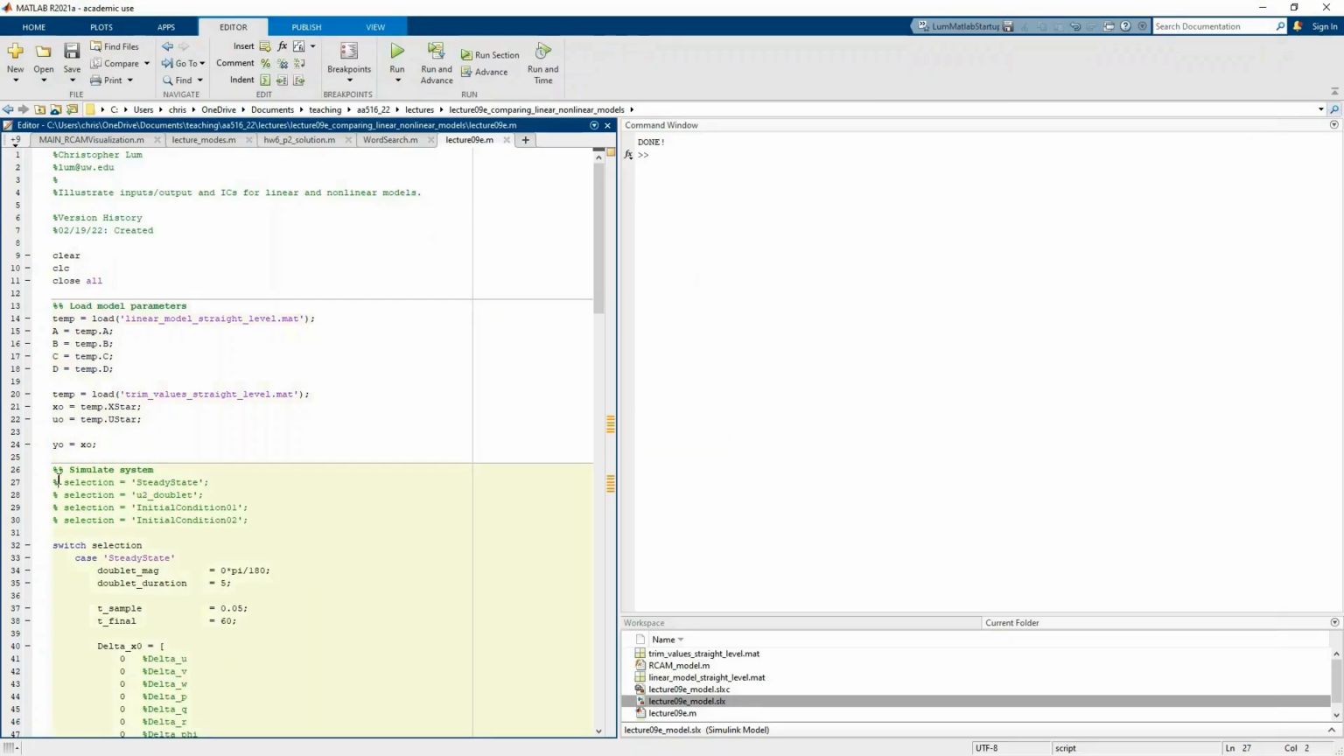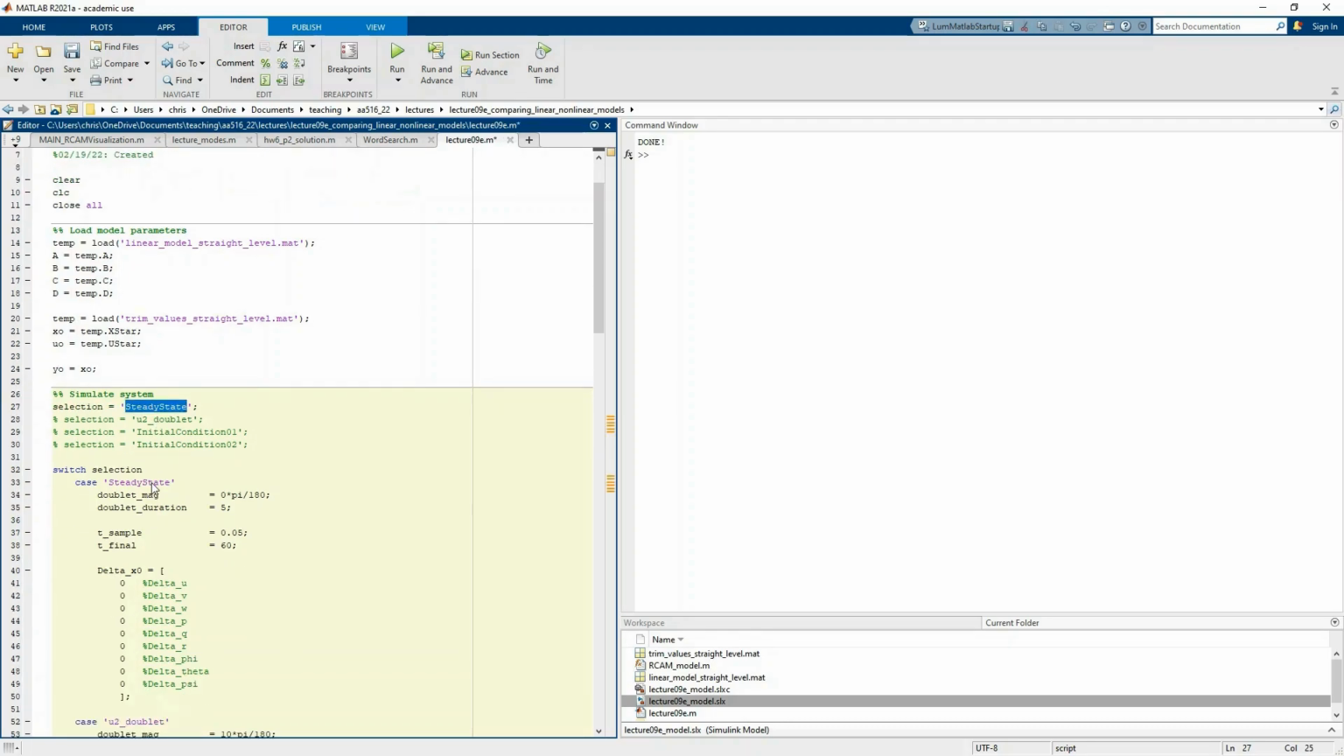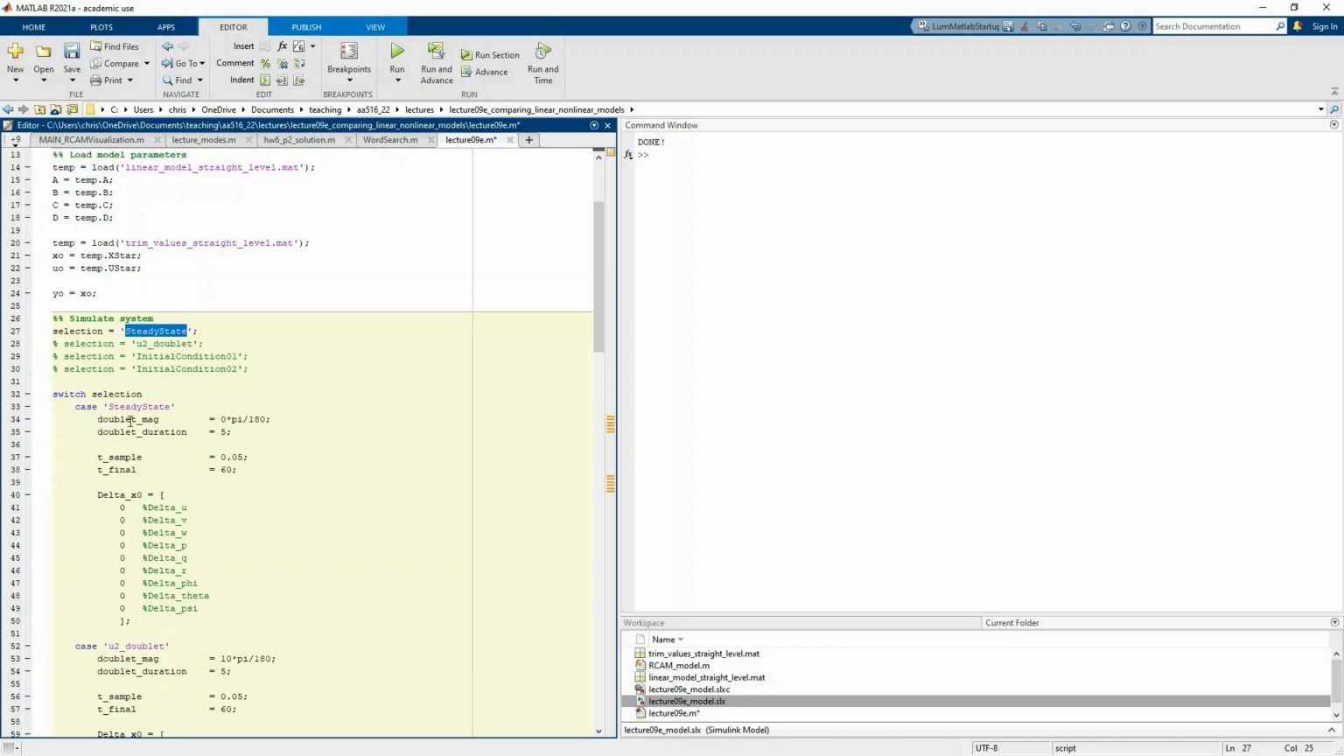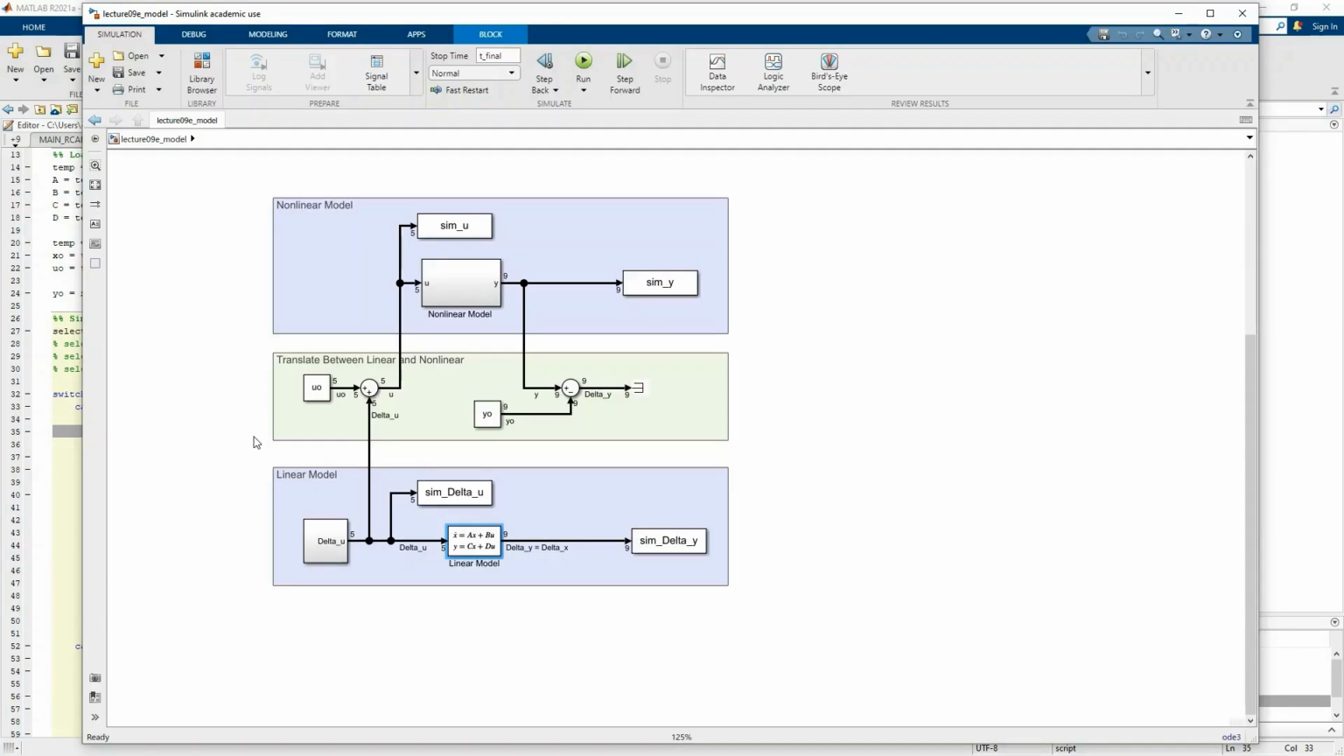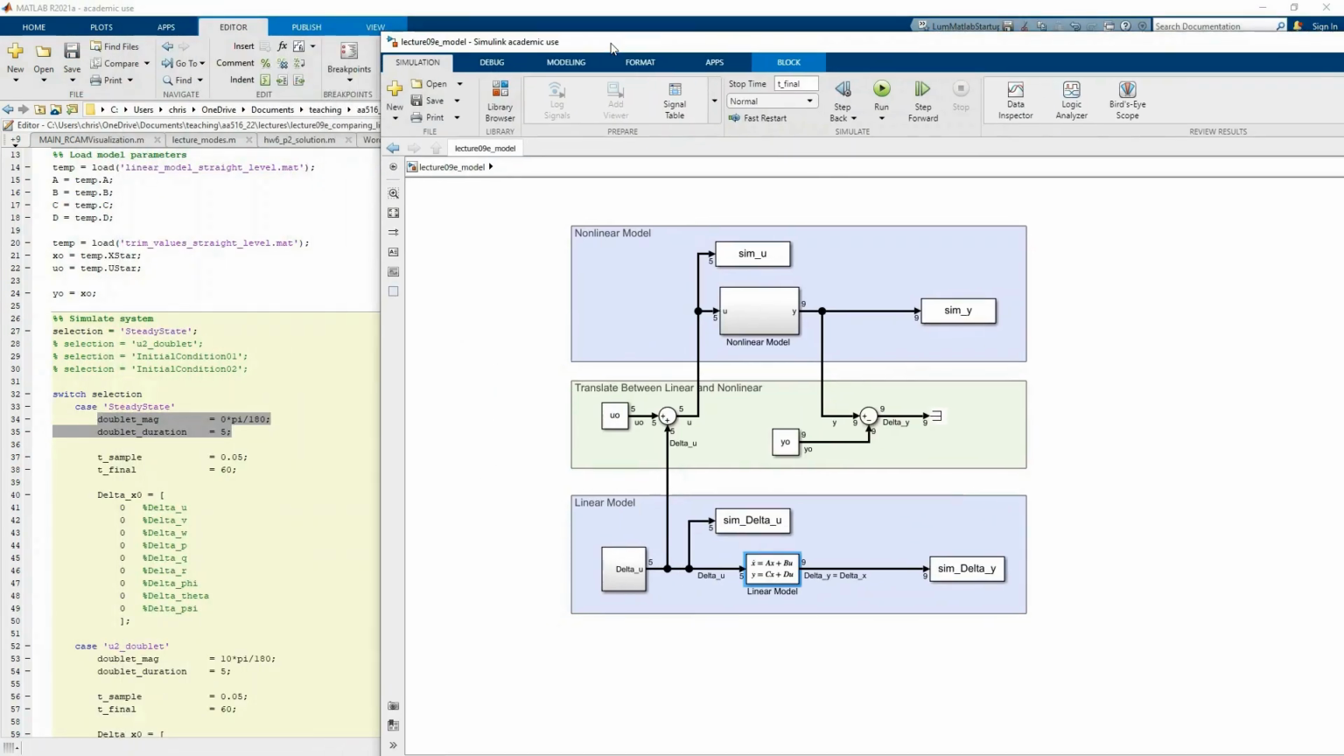So if I come over here to my MATLAB script, let me go ahead and make sure I've got that set up correctly. Let me uncomment this here. Okay, so steady state. In this case, you can see that there's not going to be any doublet in the elevator. So maybe we should just jump back to the Simulink model real quick and show you how I have this thing set up.